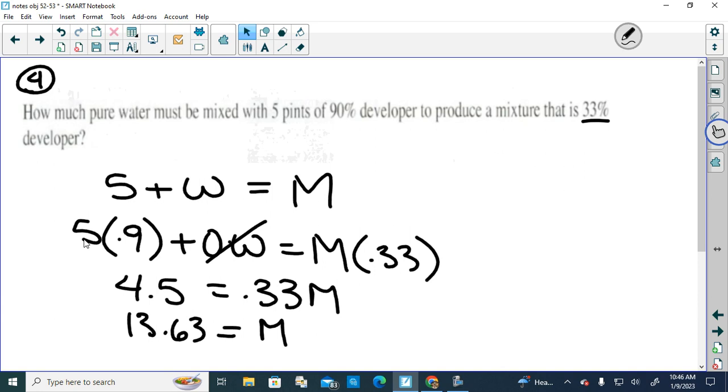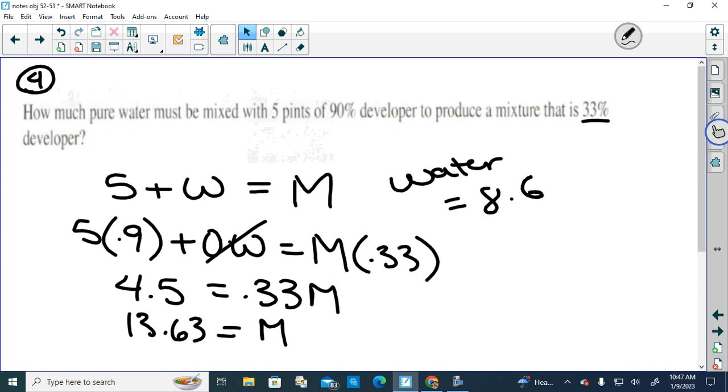Okay, now if you go back up here, they want to know how much pure water you have. We need to solve for the mixture. So if I plug the mixture back up here to solve for pure water, because there's nothing added to the water, what are you going to do with that 5 and the 13.63? Subtract. Okay, so pure water is going to be what? 8.6. Oh, you got it?